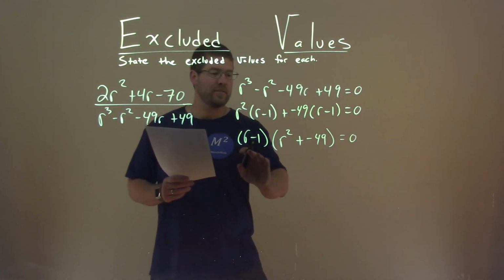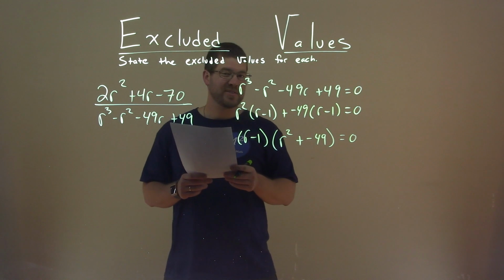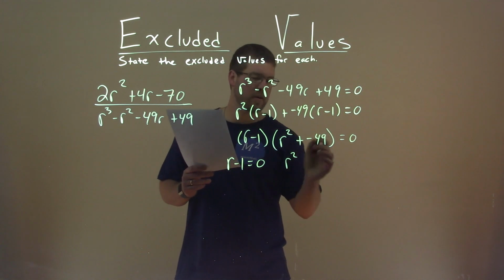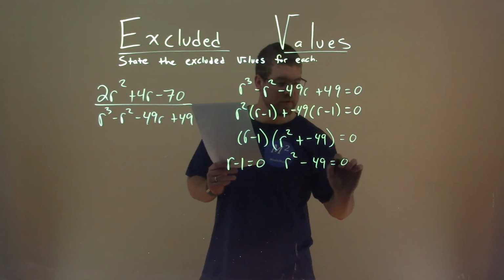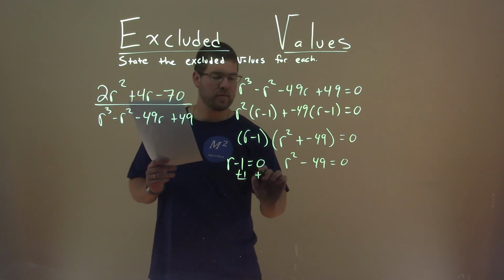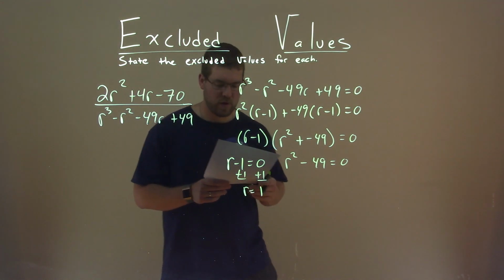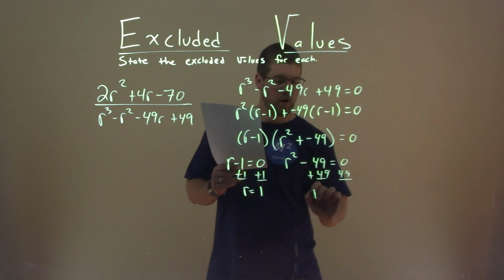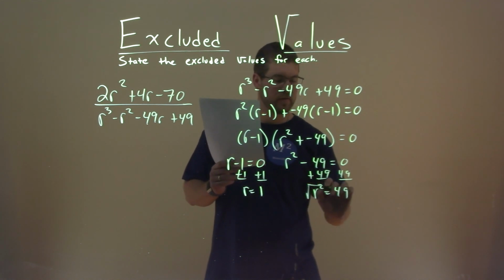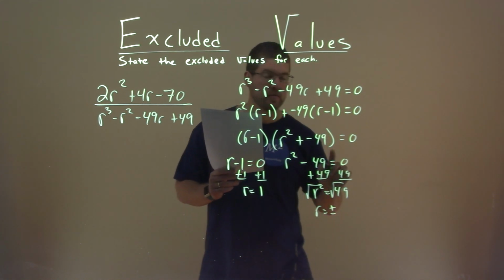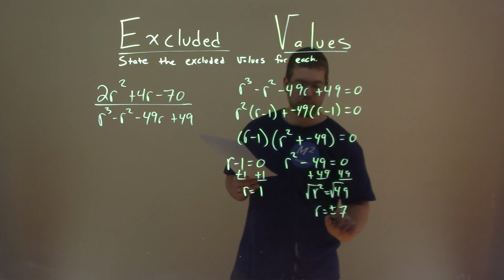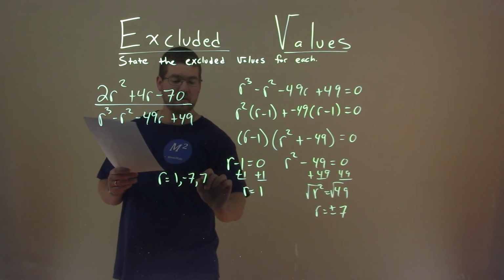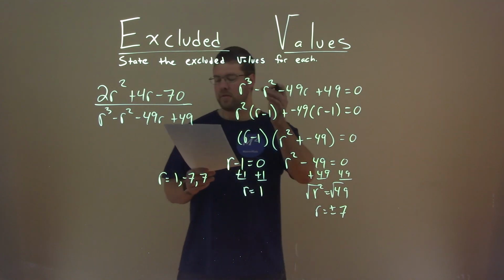So now I have this in factored form, and I can solve by setting each part individually equal to 0. So r minus 1 equals 0, and r squared minus 49 equals 0. Add 1 to both sides, pretty easy, r equals positive 1. Add 49 to both sides, and r squared equals a positive 49. Take the square root. r equals plus or minus the square root of 49, which is 7. And so there we have our three values of 1, negative 7, and positive 7. And those three are our excluded values.